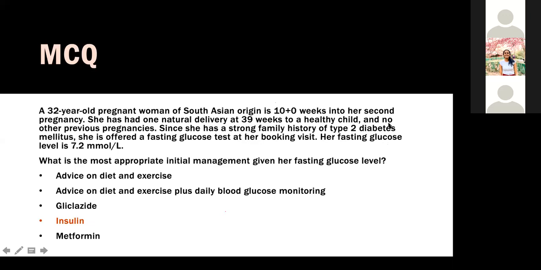Yes, which is really good that you guys picked up on that. The reason why you would go straight for insulin is because the fasting glucose is over 7. If your fasting glucose is over 7 when they do the screening, you'd give them insulin essentially. But you'd also obviously give them advice on diet and exercise plus daily blood glucose monitoring. But what this question is trying to say is that you start them on insulin. And glycoside is not something you'd give in pregnancy. Metformin is safe in pregnancy, yes.